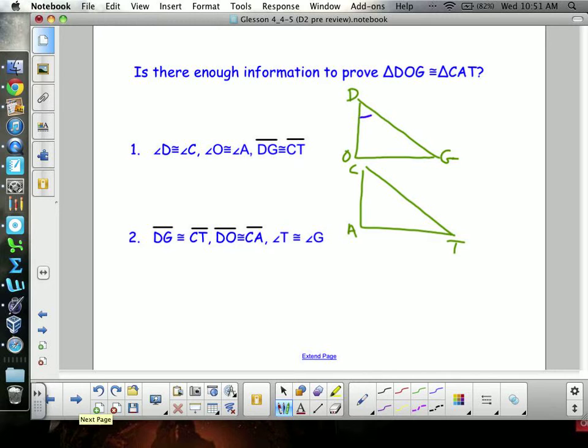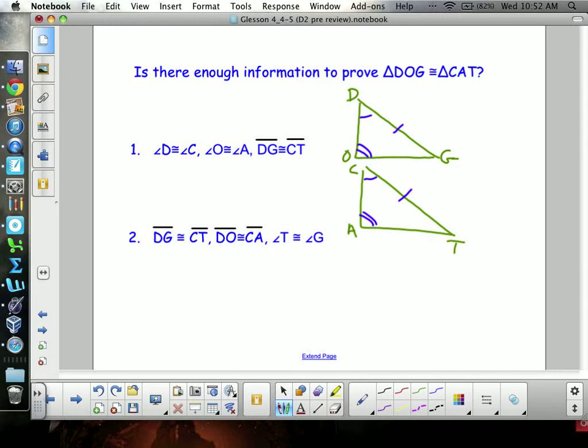Angle D is congruent to angle C. Angle O is congruent to angle A. And DG is congruent to CT. Is that enough to prove those triangles are congruent? See, when I go from just a description to a picture, suddenly there's a world of difference in my understanding. So for problems like this, you are going to have to draw pictures.